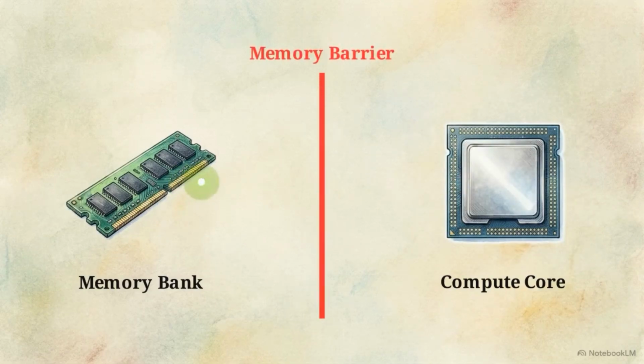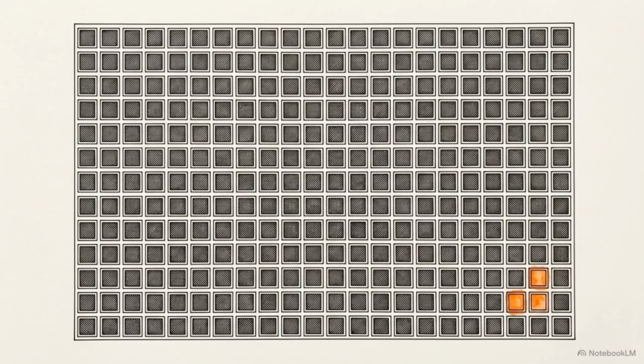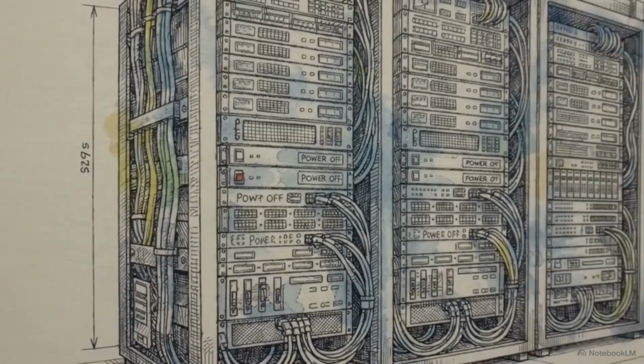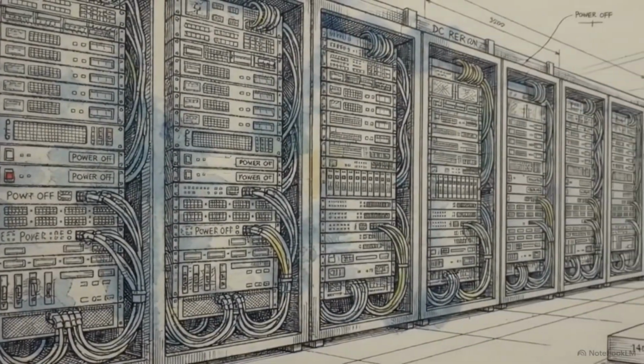This constant fetching creates a massive traffic jam, hitting memory limits long before maxing out processing power. The result is that highly capable GPU tensor cores sit underutilized. They are forced to wait for data to physically cross the memory bus, completely wasting their computing potential.